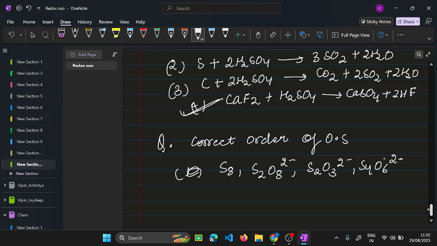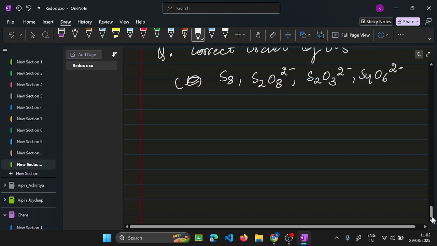Have you got the answer? Yes. The oxidation state of S in S4O6 2 minus is 5 by 2, so it can be 2.5. Oxidation state can be fractional. Yeah, okay. The order is S8, then S2O3, then S4O6 2 minus, then S2O8. Very good.